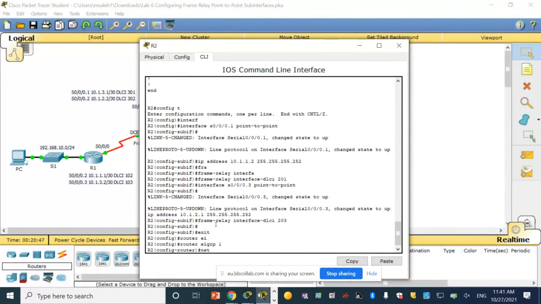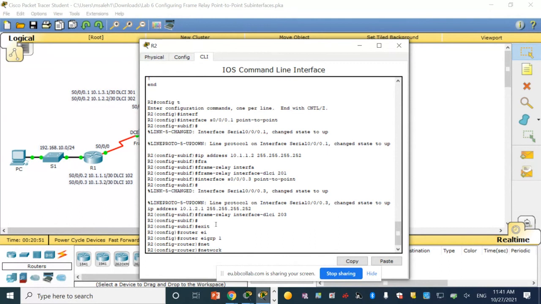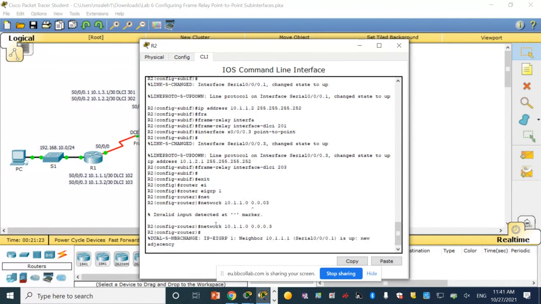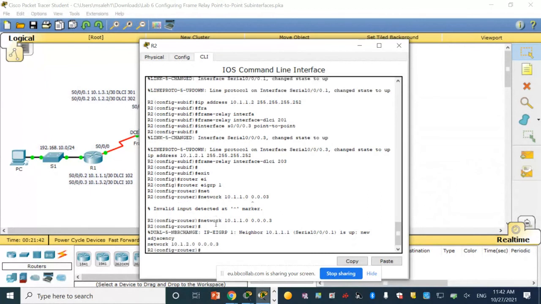And then the networks connected to this router are 10.1.1.0. These entries we get through the table. 0.0.0.3. Okay. Oops, there is a mistake here. I should not give space. Sorry, there should be a space here and then 0.0.0.3. All right. And then also another entry for the second network, which is 10.1.2.0. And the wildcard mask is 0.0.0.3. Okay.